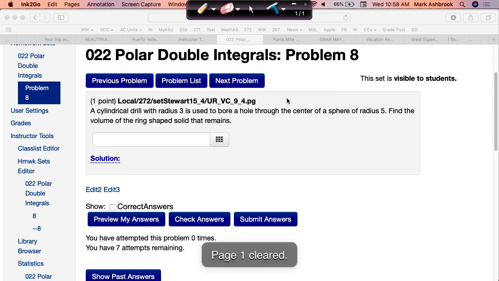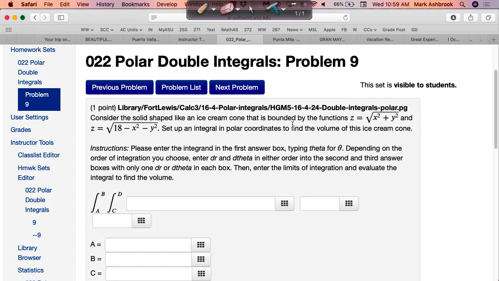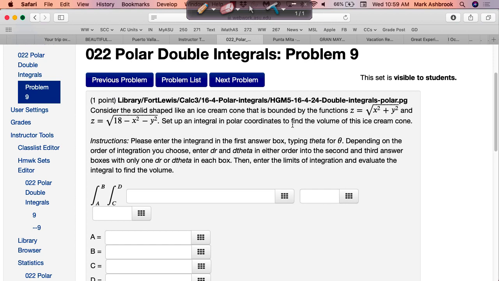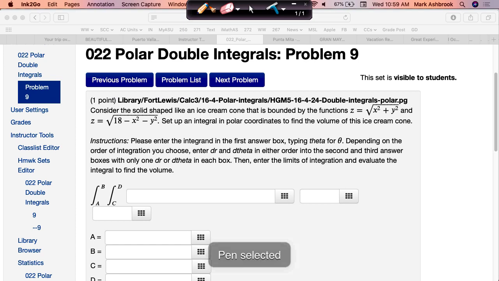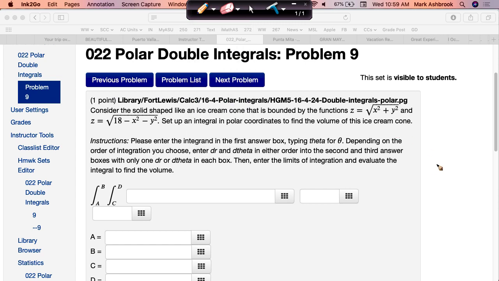Similar situation. So we want a solid. It says consider the solid ice cream cone that's bounded by the functions. So what is this? z equals square root of x squared plus y squared. What is that? A single cone, right? If you squared it, you'd get z squared equals x squared plus y squared, which is our standard double cone. So this is just the top half because it's the positive z-values.